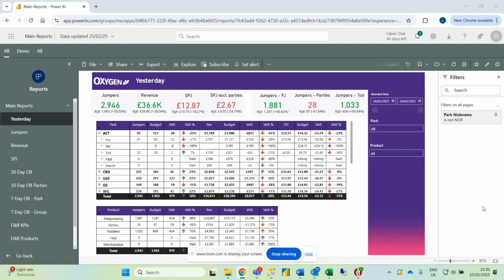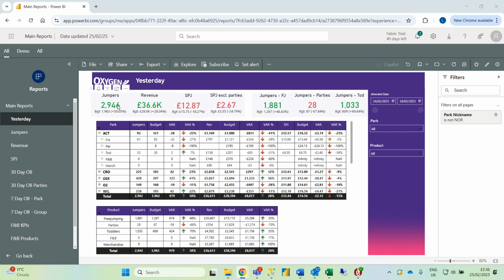Okay, so finally, we're going to go through each tab, see what it's showing and the meanings behind the data that it has in it. So we'll start with yesterday's tab. It does what it says on the tin, and this is going to be a snapshot of how the business did yesterday.